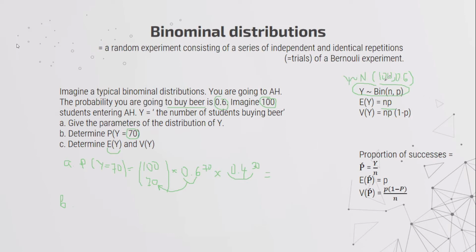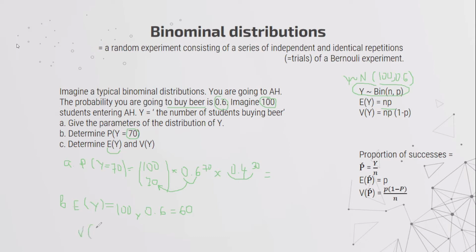We know n and we know p, so we can easily calculate the expectation of Y, which is just n times p, which would be 100 times 0.6, which would be equal to 60. That's just the expectation of having success. We just multiply this number by this number.